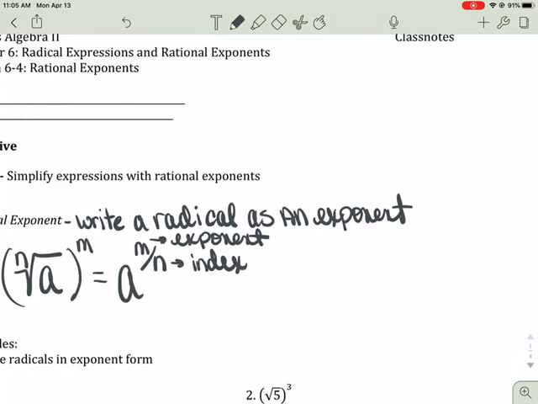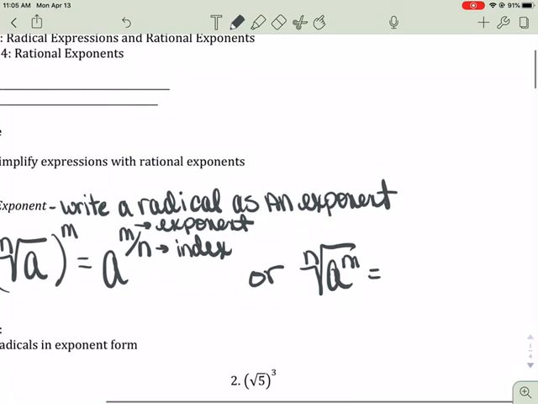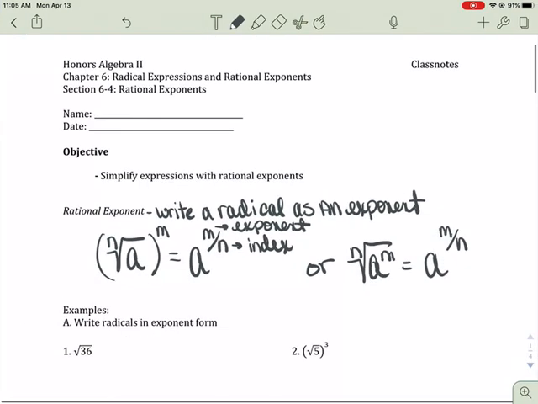Now that exponent can be on the outside or the inside. So by definition, you can have the nth root of a to the m, where the exponent's on the inside, and we would still write this as a to the m over n. You're going to see me write it as the nth root of a, whole thing taken to the m power. It's just more comfortable with the way I'm going to do it. This sounds really confusing, so let's start with just rewriting radicals as exponents.